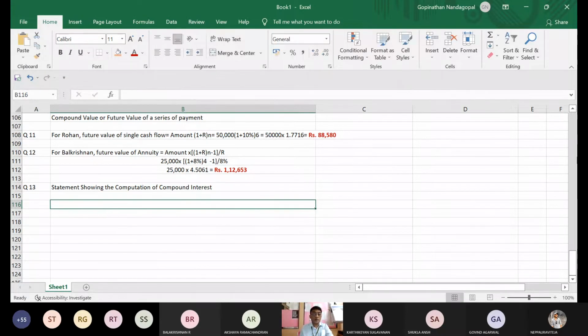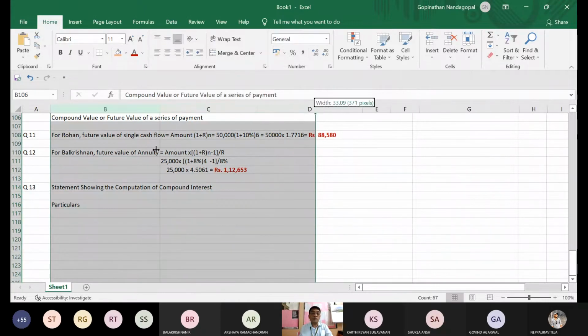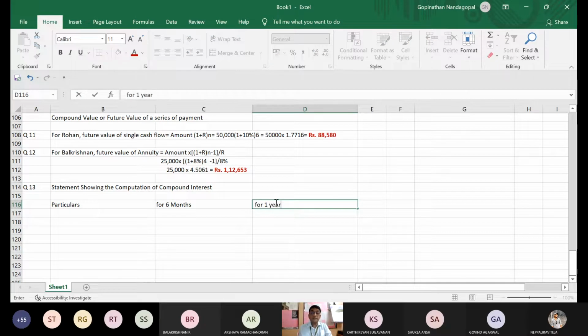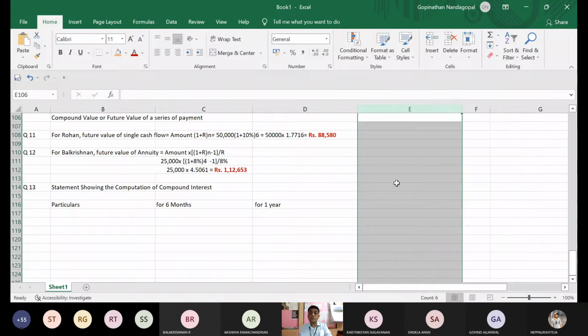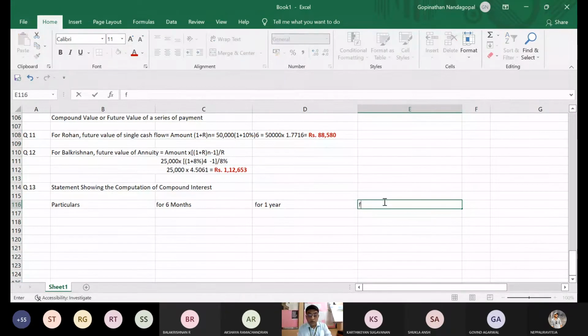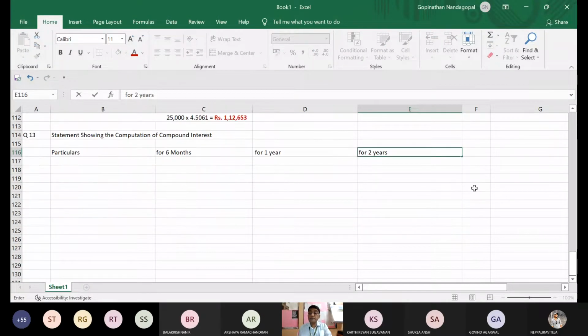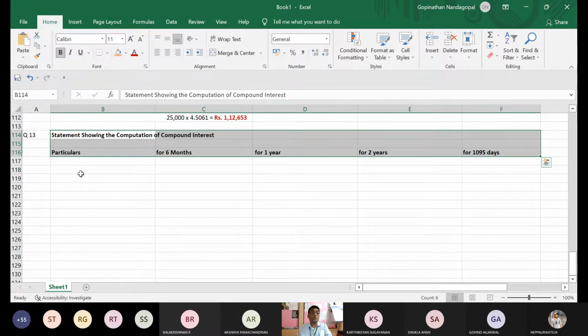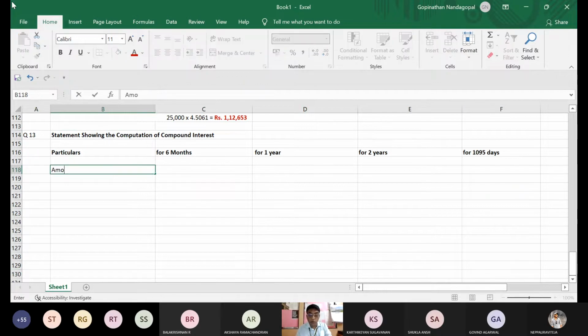So here you can open columns like particulars, and then we have for 6 months, then for 1 year, then for 2 years, and the last one for 1,095 days. So first one we'll take amount borrowed.